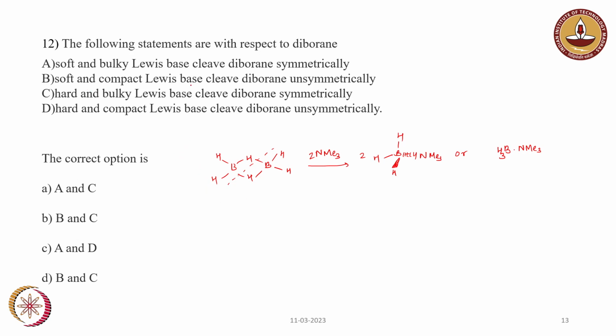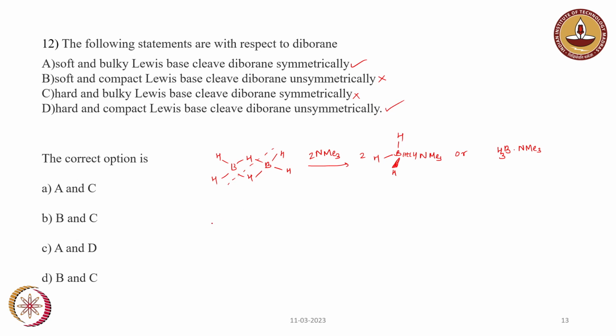Next one is soft and compact Lewis base cleave diborane unsymmetrically. This statement is wrong because soft Lewis base will not cleave diborane unsymmetrically. They cleave symmetrically. And next one is hard and bulky Lewis base cleave diborane symmetrically. So this statement is wrong because hard Lewis base will cleave in unsymmetric manner. And next one is hard and compact Lewis base cleave diborane unsymmetrically. So this statement is right.